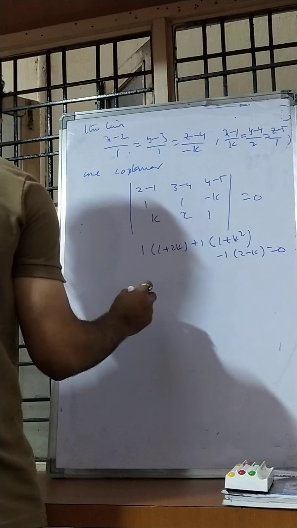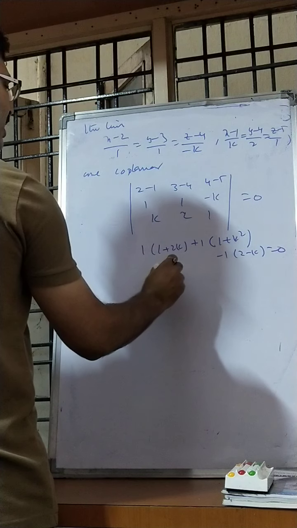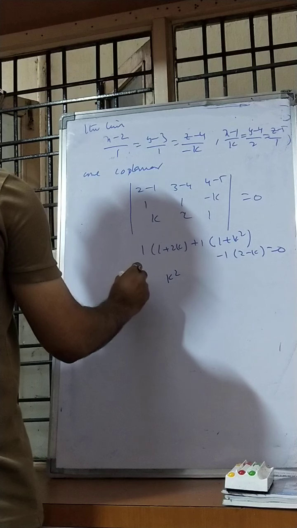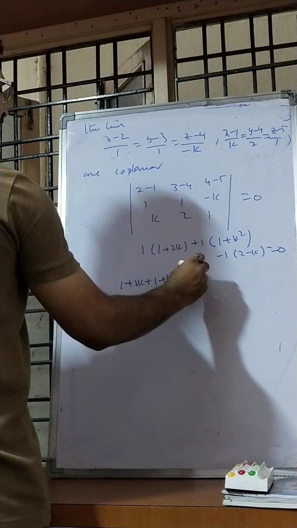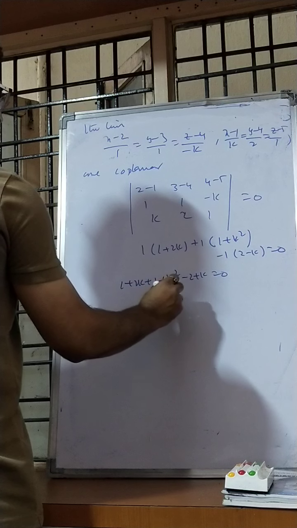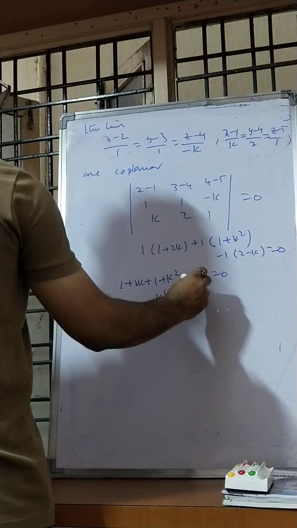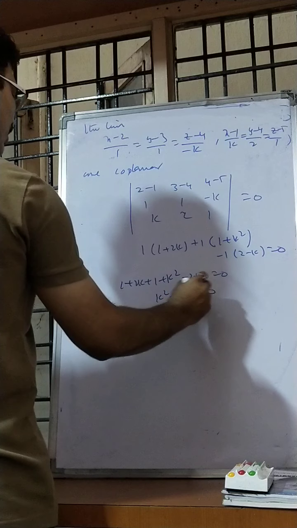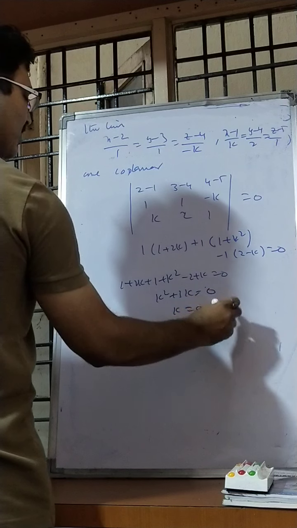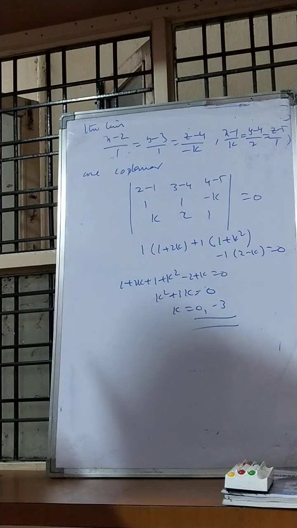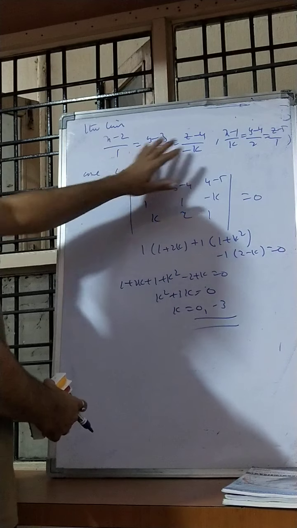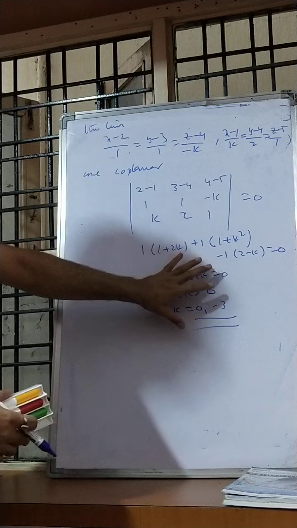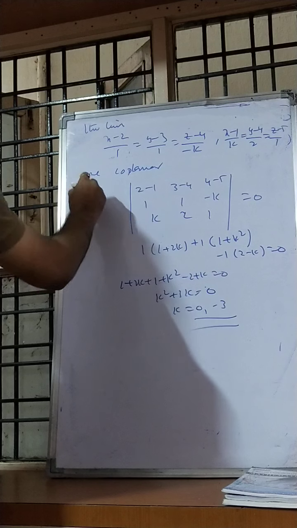So what are you getting here? 1 plus 2k plus 1 plus k square, and minus 2 plus k, equal to 0. K square plus 3k equal to 0. So the k value is 0 or minus 3. You got it? 0 or minus 3. Wonderful question: two lines are given, are coplanar. Just go for this and you will get the solution.